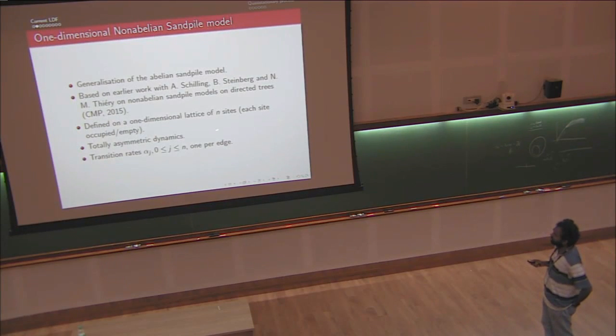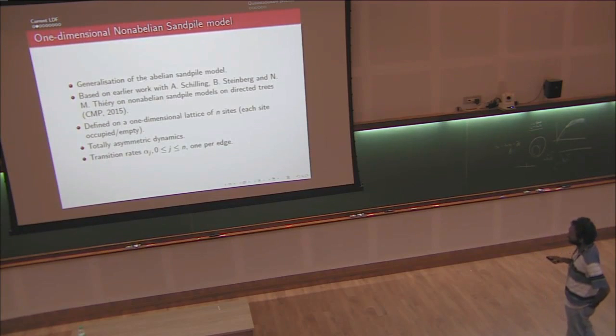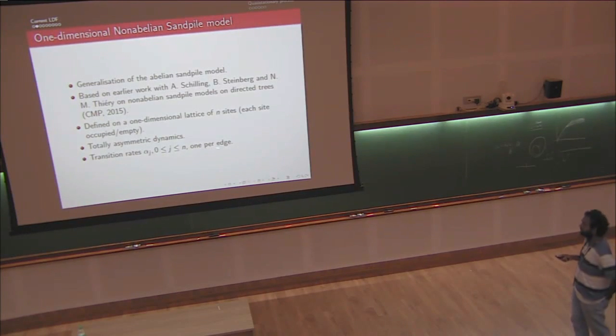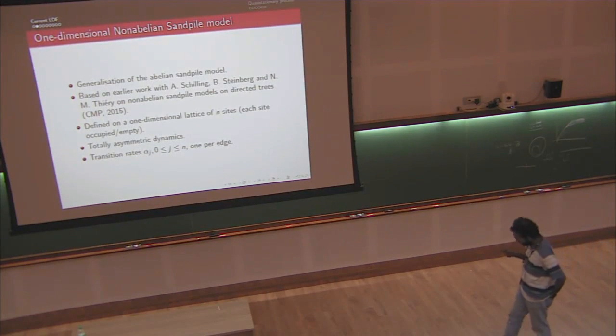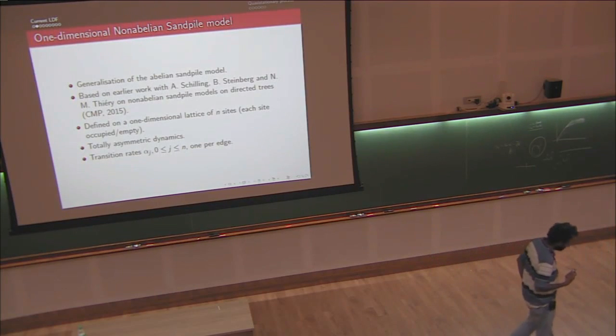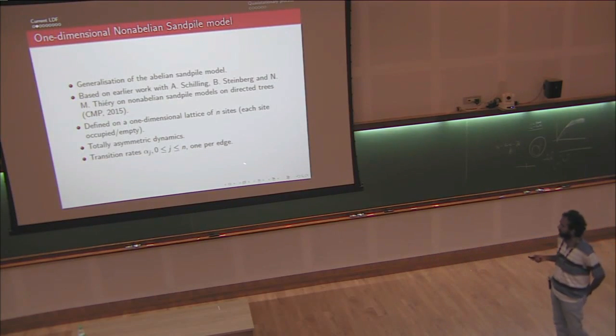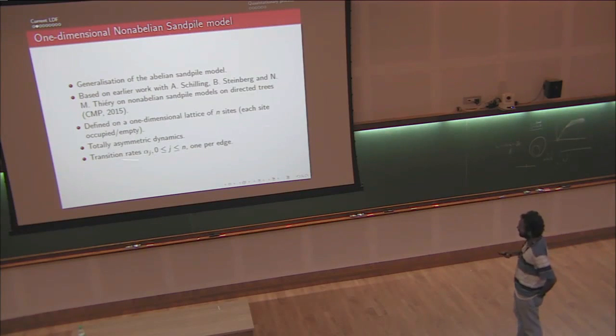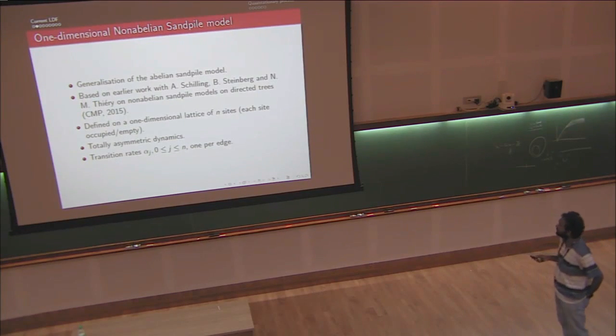It's defined as a special case of this general model, which is defined on directed trees. Here I'm just interested in a one-dimensional lattice of n sites, and each site is either occupied or empty, and the dynamics is totally asymmetric. I'll take the model to be site disordered, so transition rates will depend on the site j, and I'll denote the rates by alpha j.